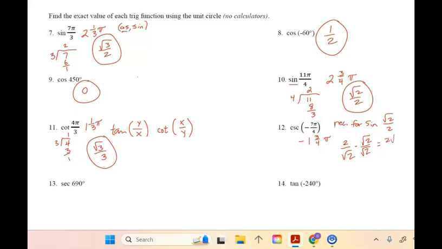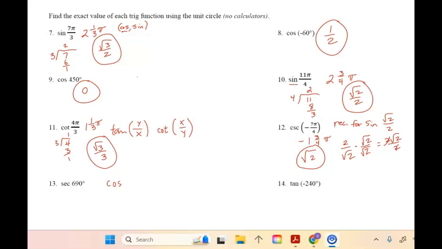So I have 2√2 over 2, and these 2's can cancel. So my final answer here for number 12 is going to be the square root of 2. All right. Secant is the reciprocal of cosine. So I'm going to find this angle on our unit circle. I'm going to look at the x coordinate at that angle, and then I'm going to flip that coordinate over because I need secant.